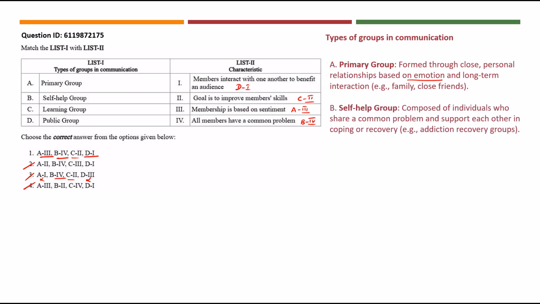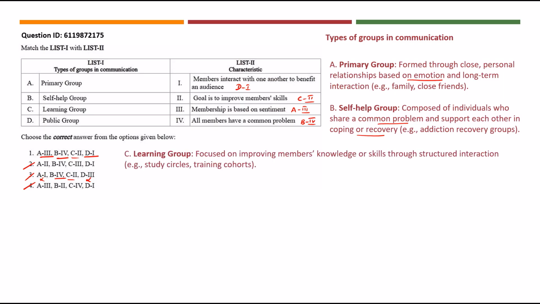What about self-help group? Composed of individuals who share a common problem and support each other in coping or recovery. Example, addiction recovery groups they have given. All members have a common problem. That's why they create a self-help group and help themselves. So this will be B mapping to 4. That is also correct.